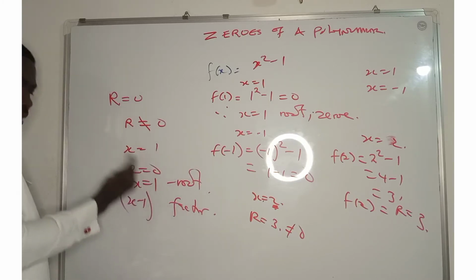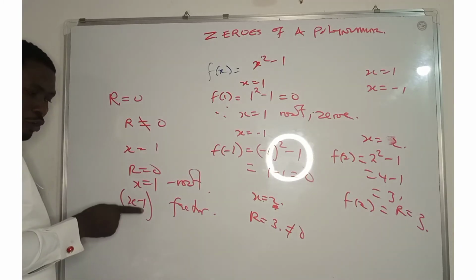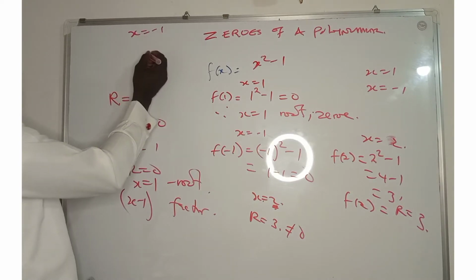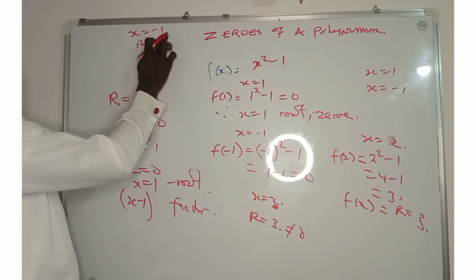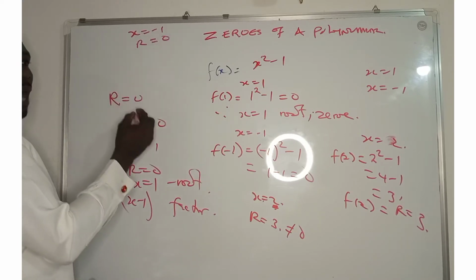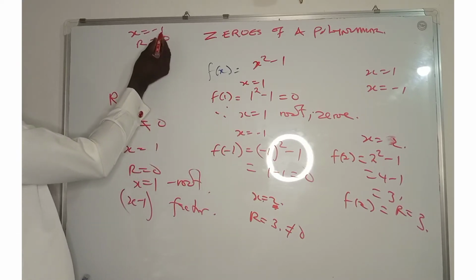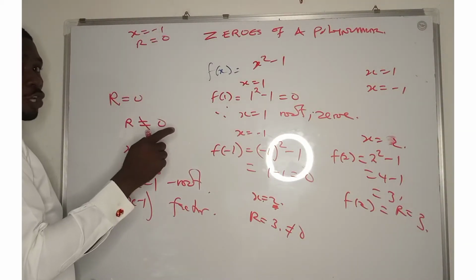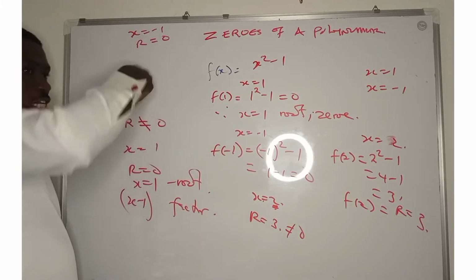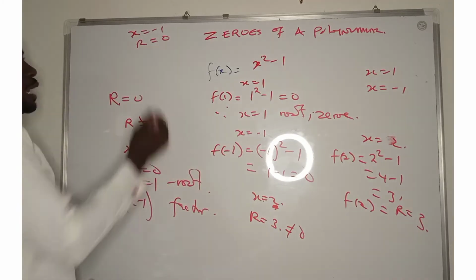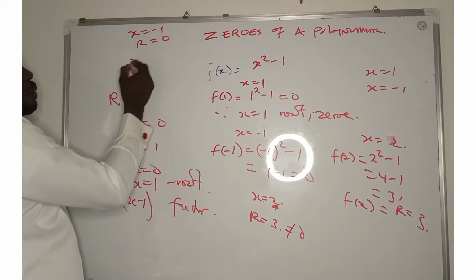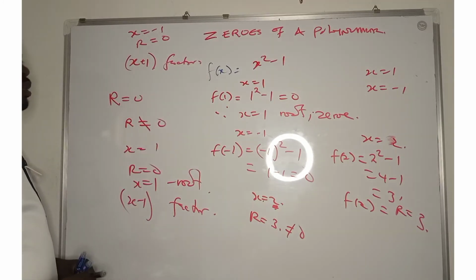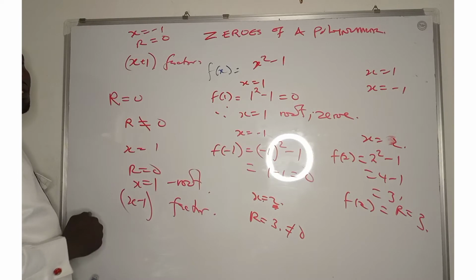When I move this 1 to the left hand side, it now becomes x minus 1. Therefore, x minus 1 becomes a factor. When we say x equal to minus 1, remember the remainder was equal to 0. And because the remainder is 0, it means that x equal to minus 1 is a root of that equation, or a 0 of that equation, x squared minus 1. Now, if I move minus 1 to the left hand side, it becomes x plus 1. It therefore means x plus 1 is a factor.